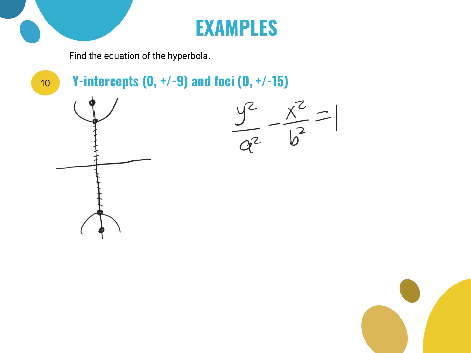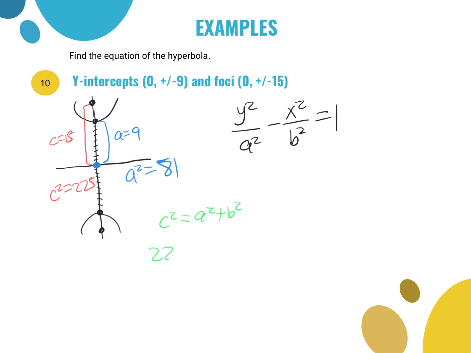We can find our a value from counting our distance from the center to our vertices. And I know since it's at plus minus 9, my a value is going to be 9, which makes my a squared value 81. And then my foci at plus minus 15, that would make my center to the focus a c value of 15, which makes c squared 225. And then all we have to do from here to find b squared is plug it into our formula, c squared equals a squared plus b squared.